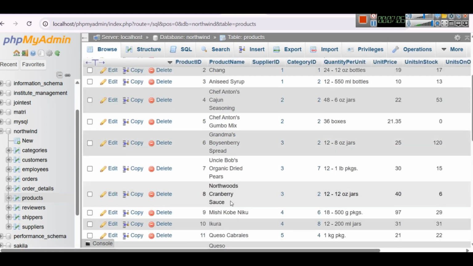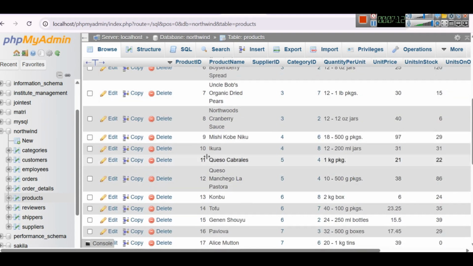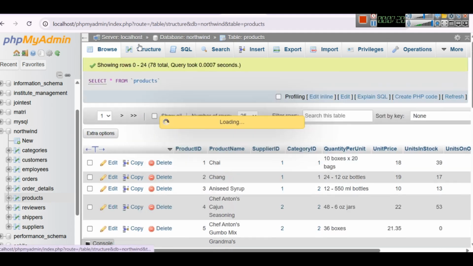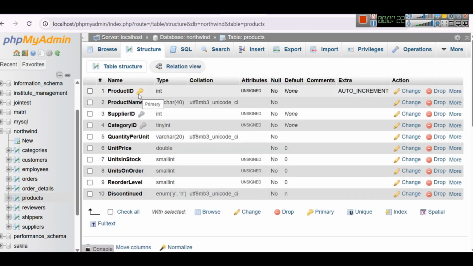Like if I say product ID 7, I am saying Uncle Bob's organic dried pears. If I say product ID 10, I am saying Ikura. So every product has a unique ID, and that is called a primary key. But in a table there are also foreign keys. Supplier ID and category ID are foreign keys. What is a foreign key?